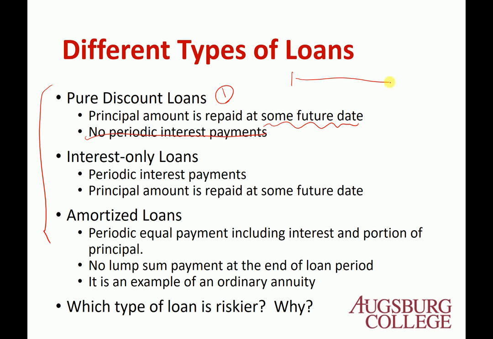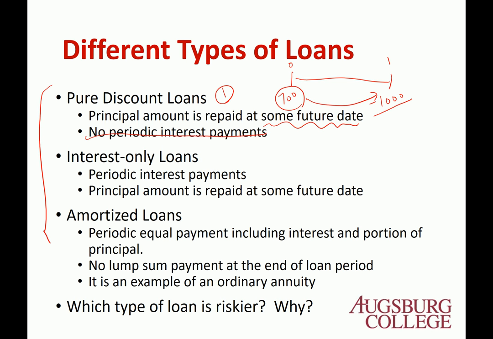Such as this 1 year debt: you borrow like $700, and you pay back $1,000, then the $300 difference is basically the cost of the debt, right? So that's the pure discount loan. There's no periodic interest, so it's called pure discount. Number two is the interest only loan.